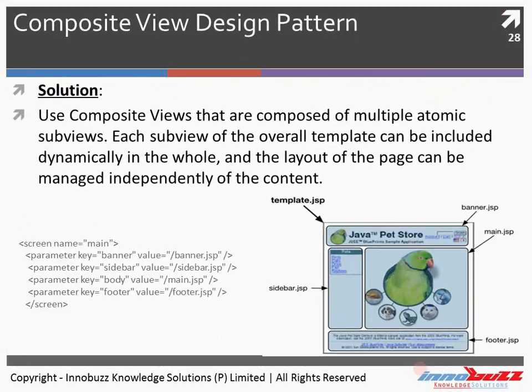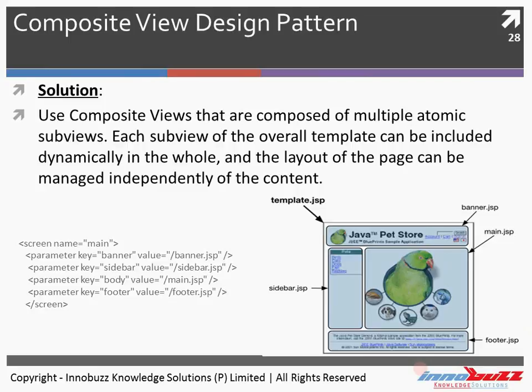So finally, the solution is the composite view design pattern, composed of multiple atomic subviews. Each subview of the overall template can be included dynamically in the whole, and the layout of the page can be managed independently of the content. This is a typical example in any JSP or HTML view page you come across in any internet application: you will see the segregation of header, footer, navigation, and the main JSP.